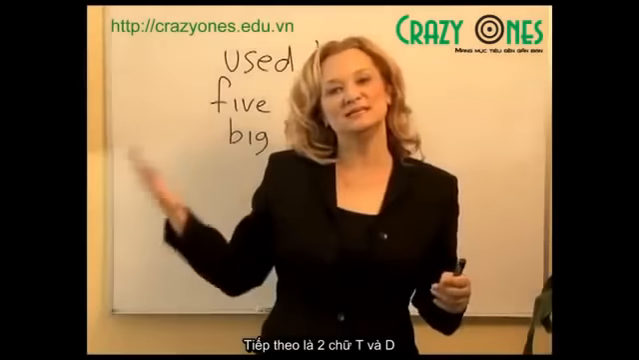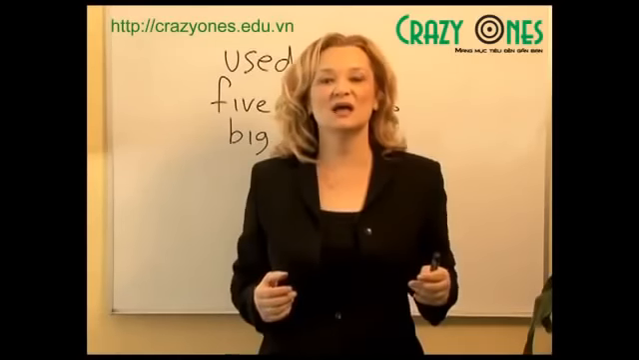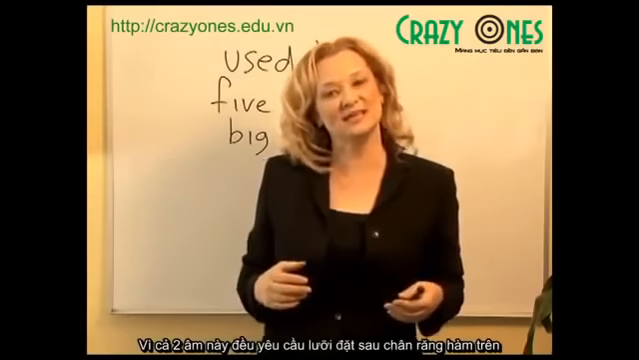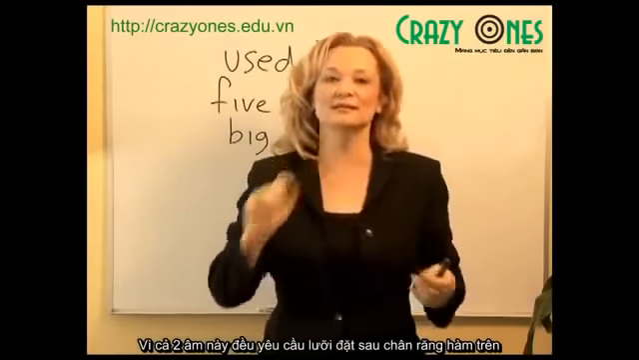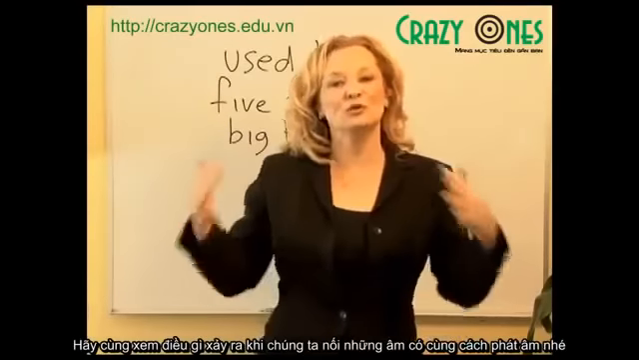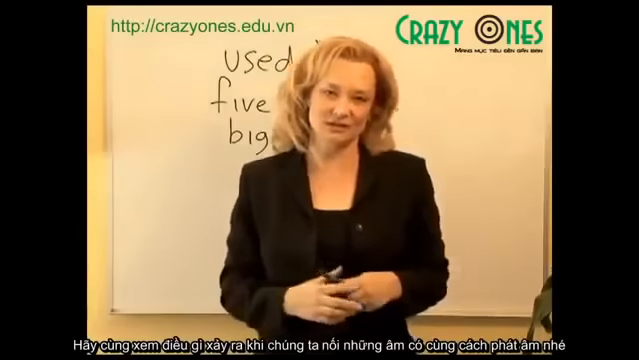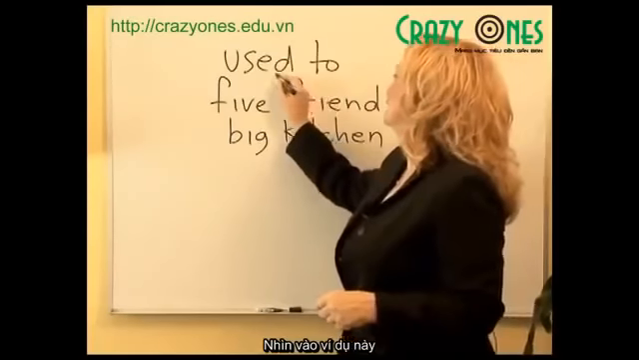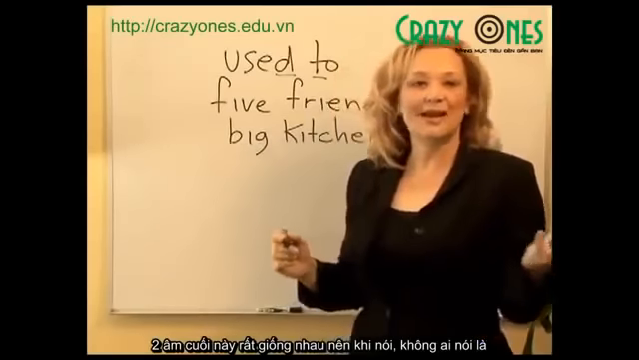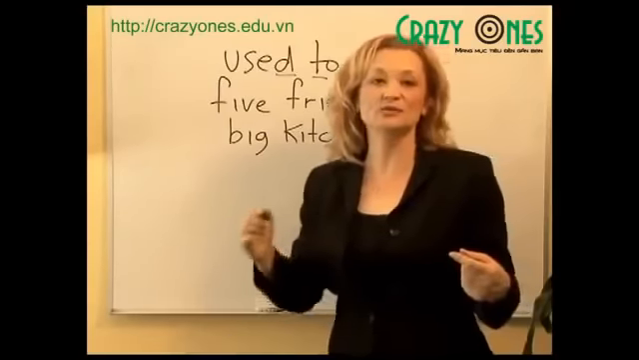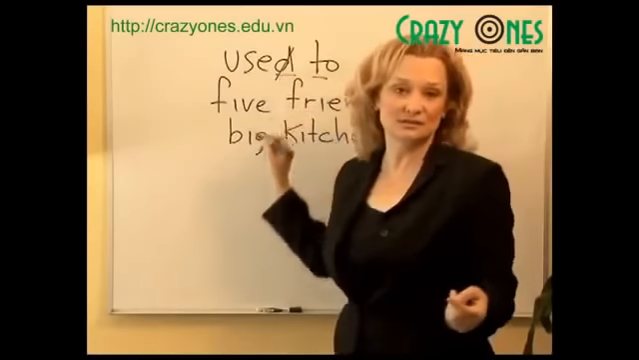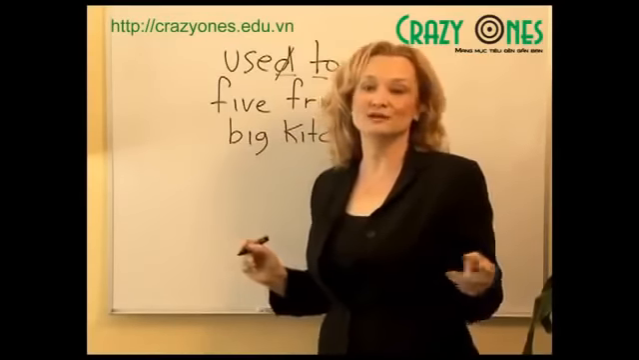Another example would be T and D, T, D. They also have the same point of articulation because in both of those cases, the tongue is touching directly behind the teeth. T, D. Let's take a look at what happens when we link consonants that have the same point of articulation. Look at this example, used to. This D and T are very similar, and when people speak, they never say, I used it to. They say, I used to. I used to work.